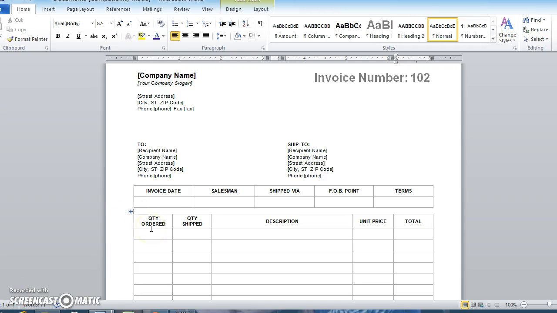Then quantity ordered is how much you want of an item, and quantity shipped is how much that company actually shipped to the customer, because all of the items may not be available. The description is a detailed description of the merchandise including order number. The item price is the price per item, and the total is the price per item multiplied by the quantity, and that's how you find the total.